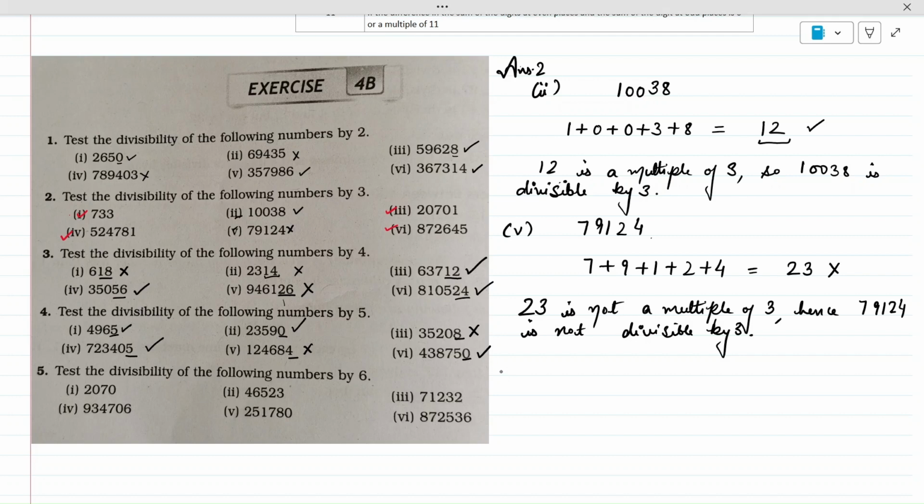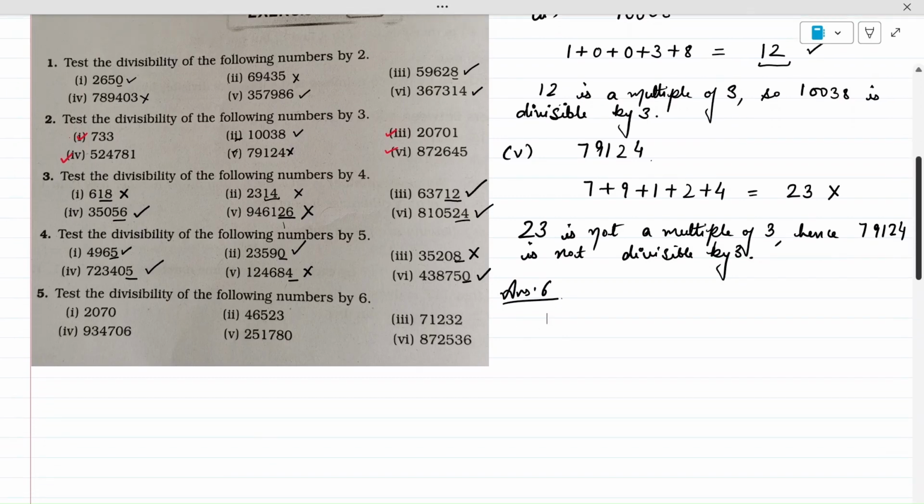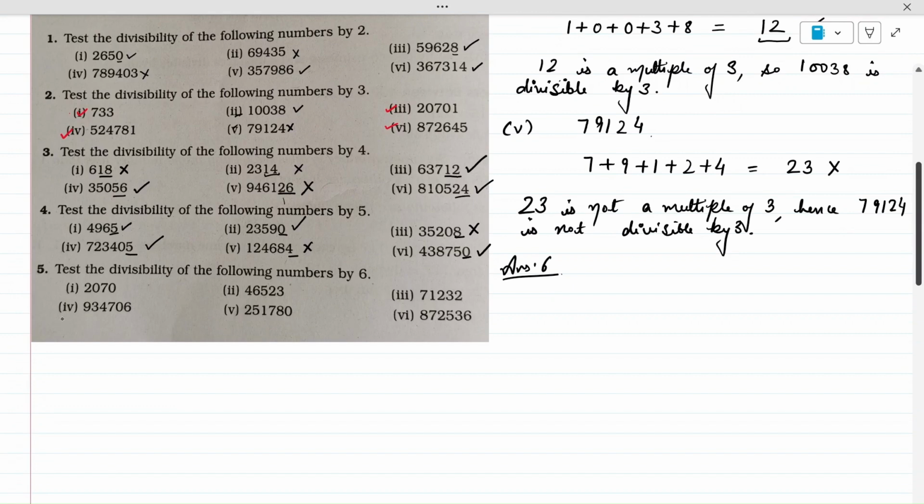Now we have question number 6. So again, I'm going to pick two parts here. I'm going to pick two numbers here. Here I'm picking this 4th and 6th part. Let's start with 4th. We have 934706. So what is the criteria?